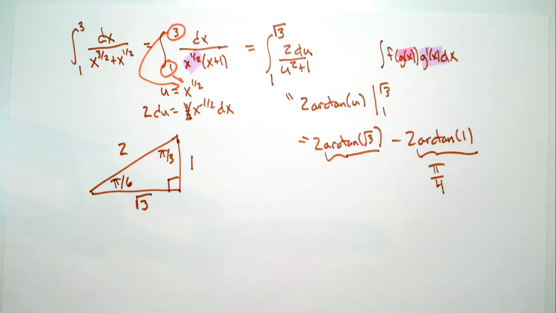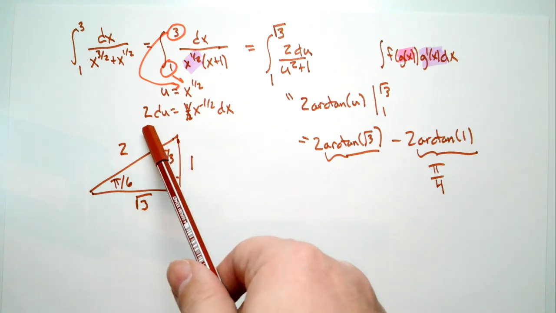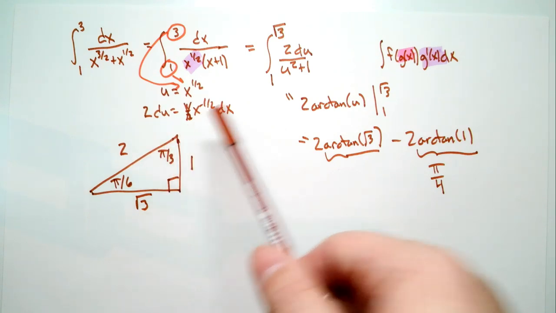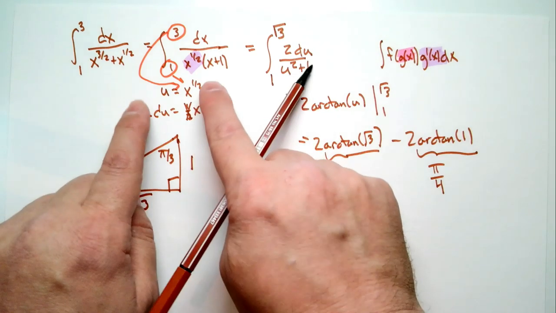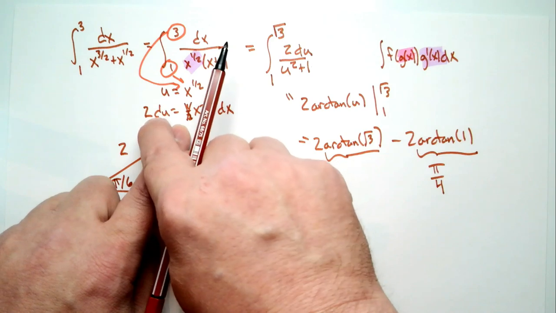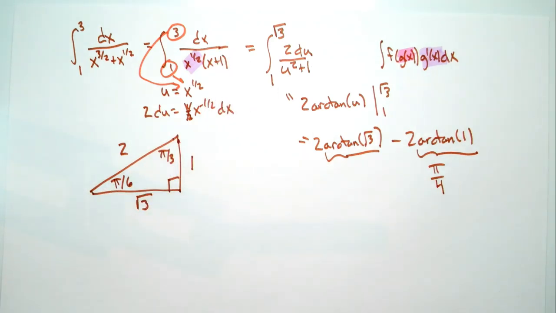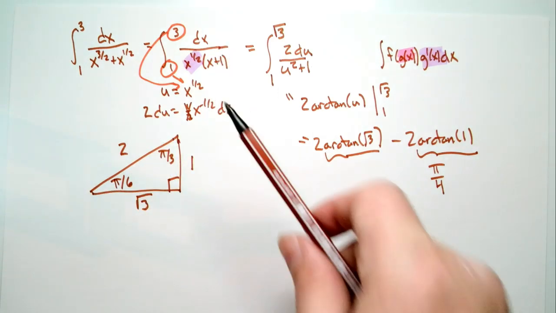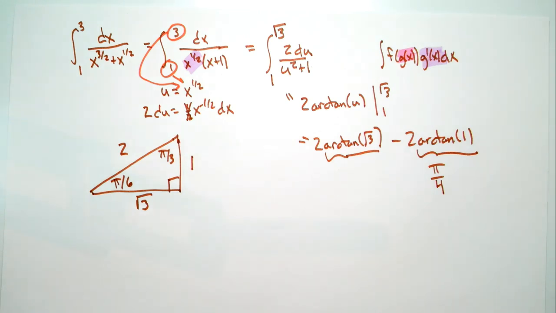Why is the du positive 2? Because of here? Yeah, I'm just confused. Well, because when you took the derivative to go from here to here, there was a 1 half, and so you multiplied by 2. Okay, I guess I thought it was negative. Oh, no. You bring the power down before you take the subtraction, not after.